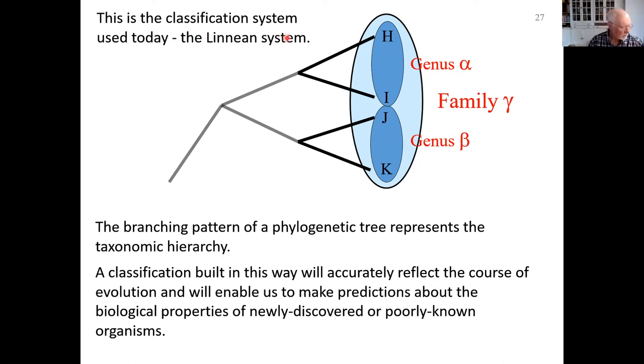But for the moment, I'll come back here. So the branching pattern of a phylogenetic tree represents the taxonomic hierarchy, or should do if we have not made any mistakes. A classification built in this way will accurately reflect the course of evolution and allow us to make predictions about the biological properties of newly discovered organisms. I'll say more about that a bit later.